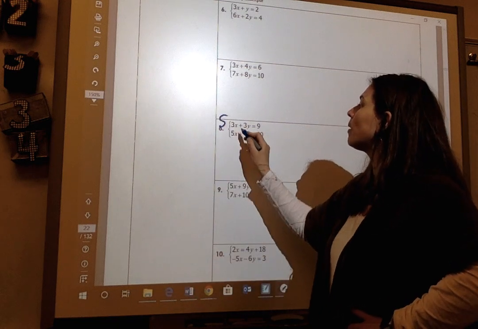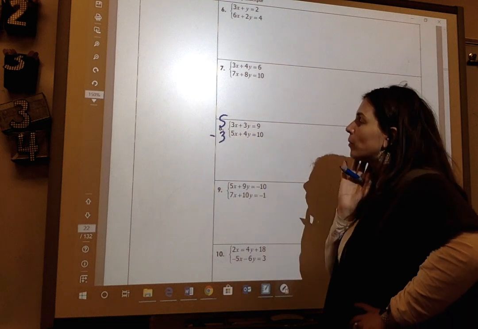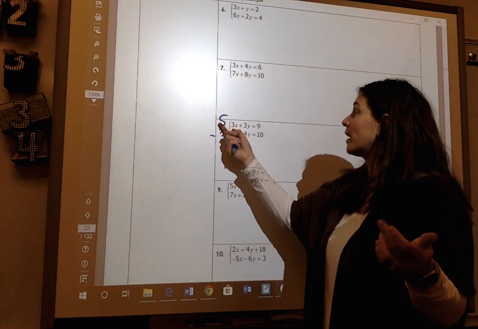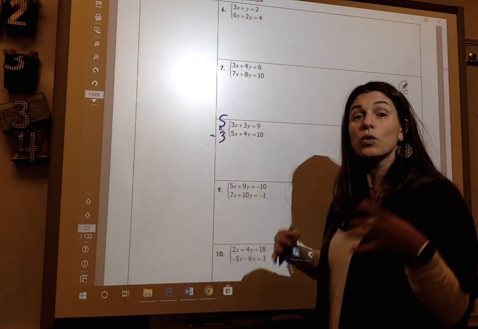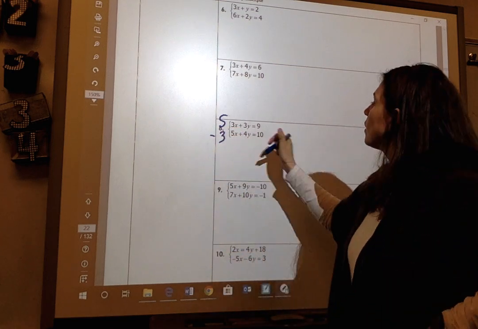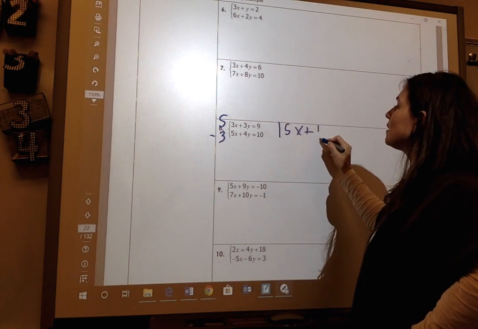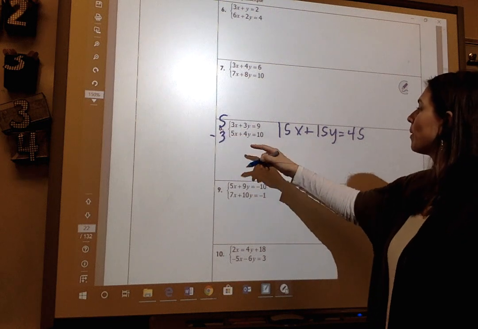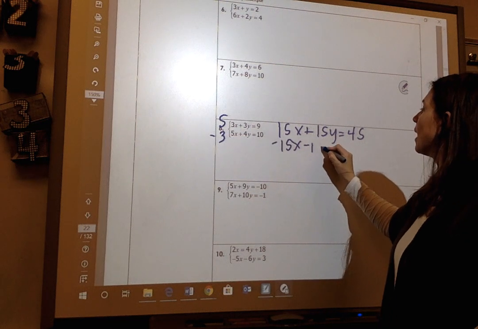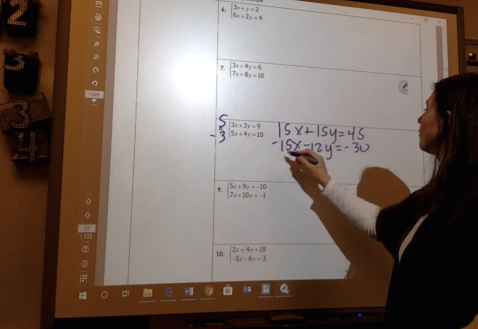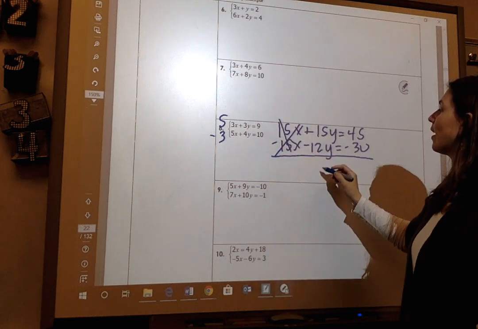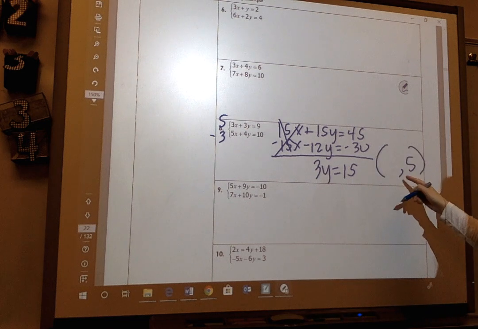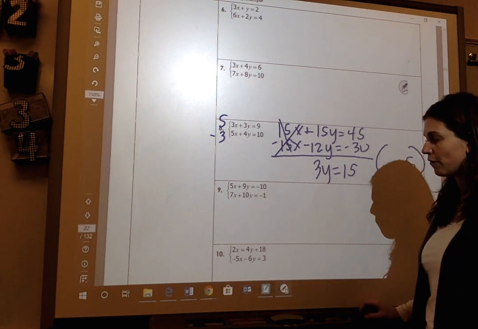I'm going to multiply this top one by 5, and I'm going to multiply the bottom one by -3. And try it at home: maybe you want to multiply the top one by -5 and the bottom one by +3. We're still going to get the same answer. So I get 15x plus 15y equals 45 when I multiply by 5. And when I multiply by -3, I get -15x minus 12y equals -30. Now my x's cancel out. I have 3y equals 15. y then equals 5. And then I would go back and solve for x.